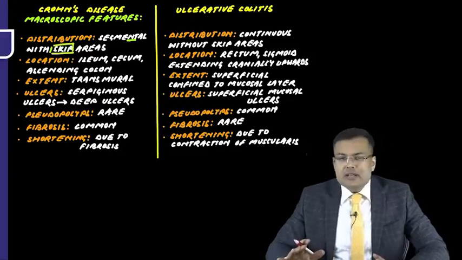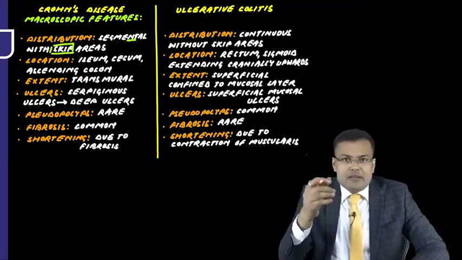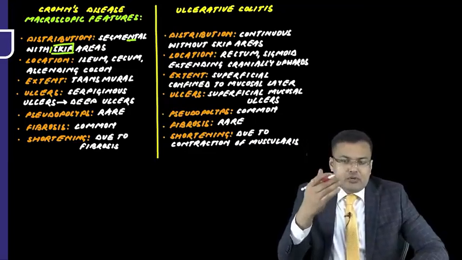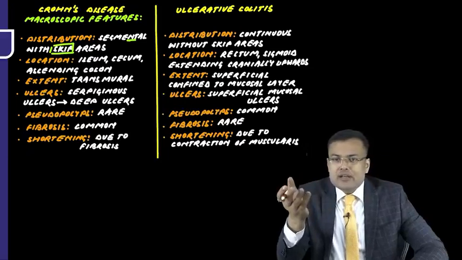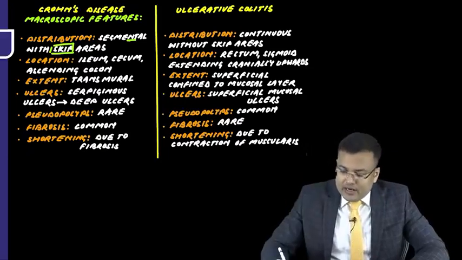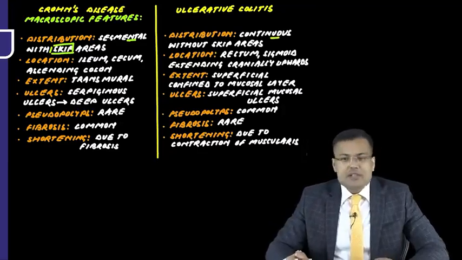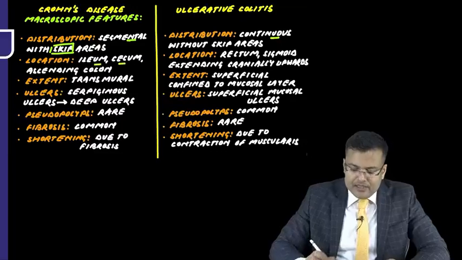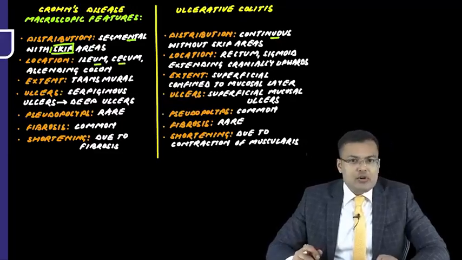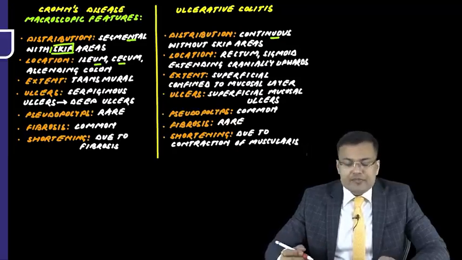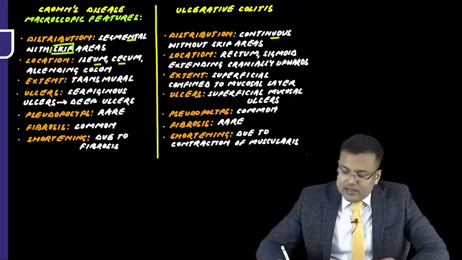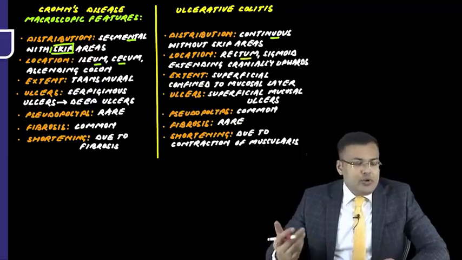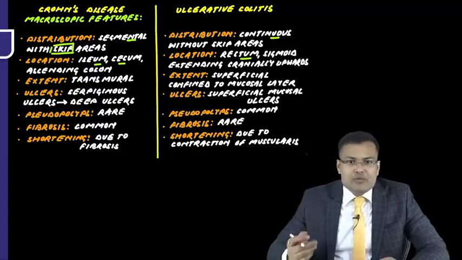But what happens in ulcerative colitis? First, there is involvement of rectum, and then the lesion moves cranially upwards. So there is involvement of rectum, then sigmoid, then descending colon, and then transverse colon. So here there are continuous lesions without any skip areas. Now location. What is the most common part of GIT involved in Crohn's disease? There is involvement of ileum plus cecum. Sometimes there is involvement of ascending colon. In ulcerative colitis, disease starts from rectum, then it involves sigmoid, and it moves cranially upwards.